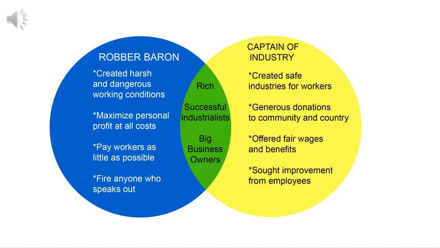Two terms to be familiar with are robber barons compared to captains of industry. Each were rich, successful industrialists and often big business owners. But whereas a robber baron created harsh and dangerous working conditions where they sought to maximize their personal profit at all costs, they did so by paying workers as little as possible, and they fired anyone who spoke out against their harsh conditions and low pay.